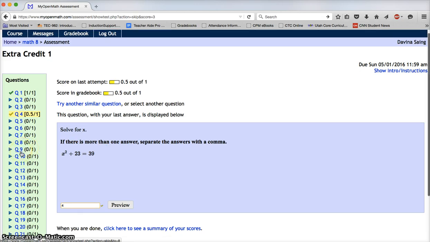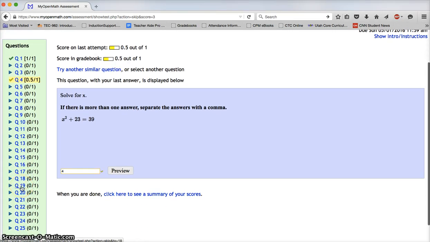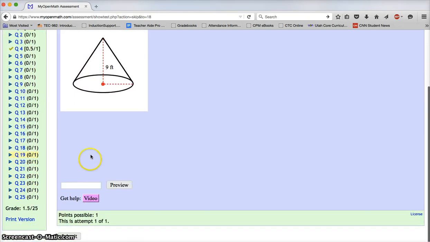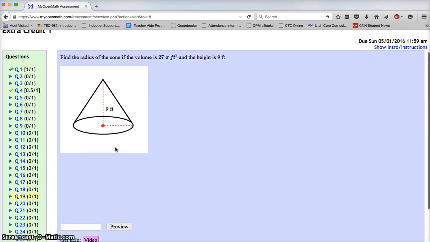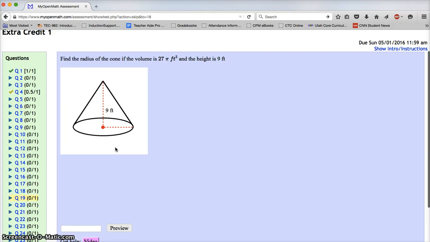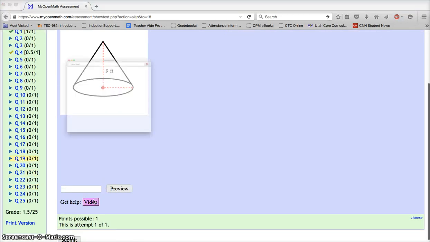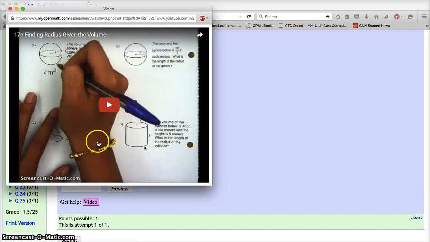Now, another thing I want you to notice is there are problems that are going to include a video here with the purple button. If you try out a problem and you notice you're getting the answers wrong, you can click on this button and that will open a link to a video for a lesson that you received in class to help guide you to do the problems so that you can be more successful.